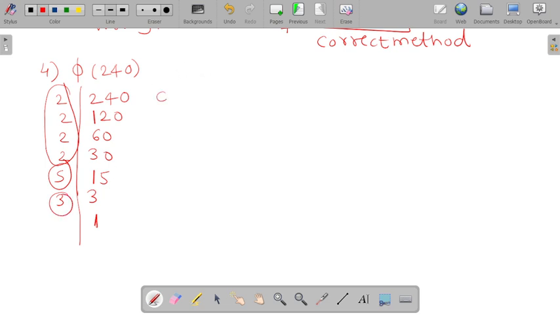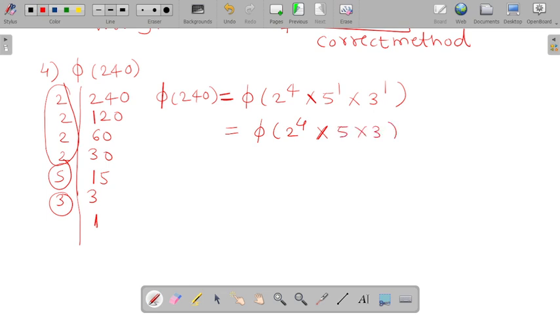So you can write phi of 240 is equal to phi of 2 raised to 4 into 5 raised to 1 into 3 raised to 1. So you can again simply write it as phi of 2 raised to 4 into 5 into 3. So you have to apply the two formulas here: phi of p is equal to p minus 1, and the second formula, phi of p raised to e is equal to p raised to e minus p raised to e minus 1.